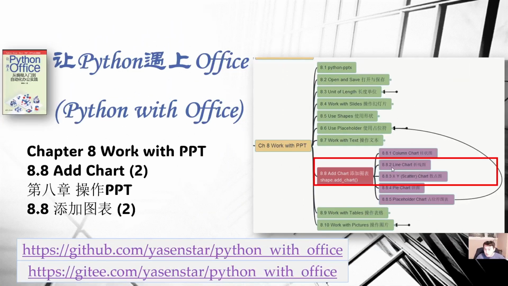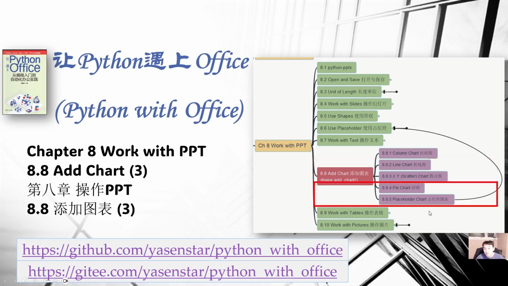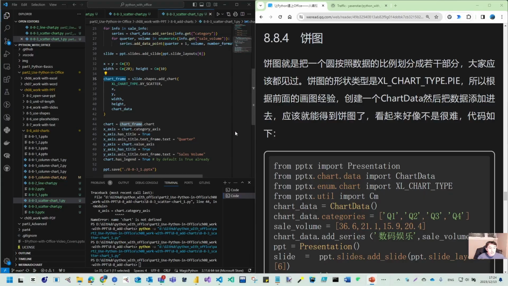We finished the line chart and scatter chart in the last video. Let's continue. In this video, let's discuss a pie chart and the placeholder chart. A placeholder chart is not a real chart, you just put it into our placeholder. So let's first finish this pie chart. A pie chart is just a type. It's very easy. Use this chart type dot pie.